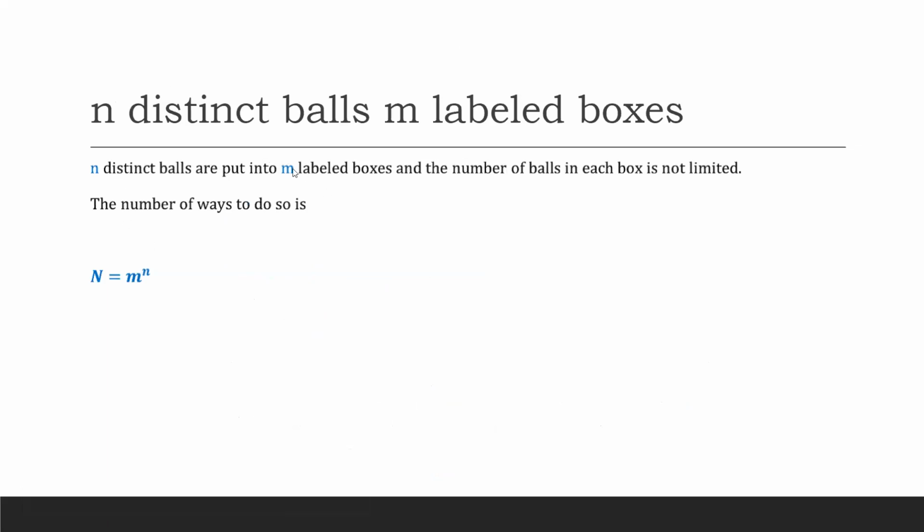So if you have n distinct balls in m labeled boxes, and the number of balls in each box is not limited, the number of ways you can put the balls into the boxes is m to the n. They don't always have to be balls in boxes. They can be any n distinct objects in m distinct groups that you can arrange them in.